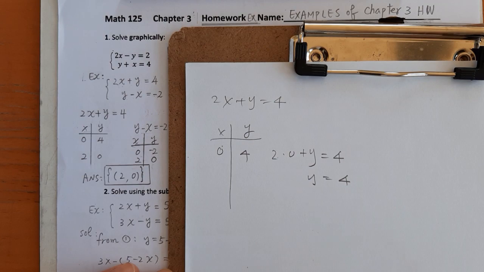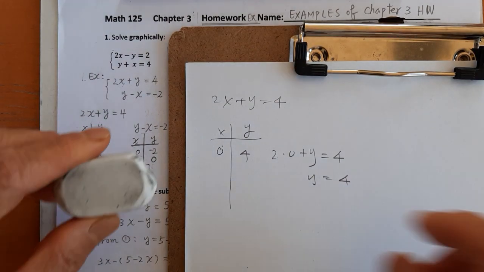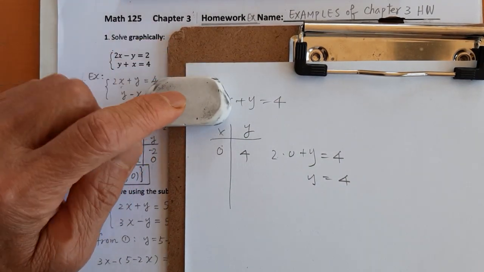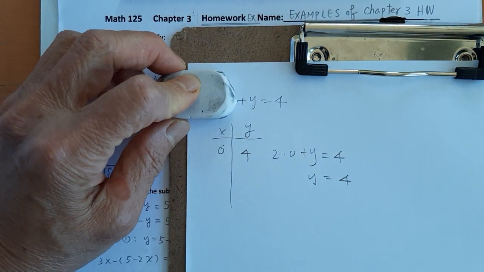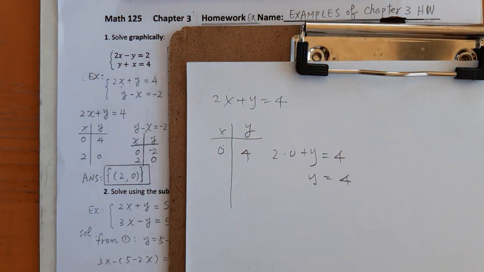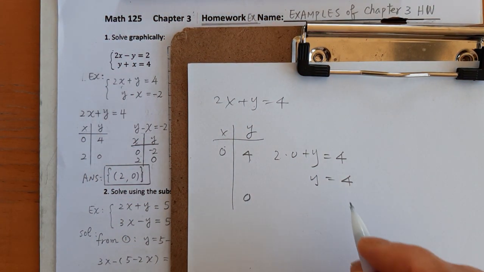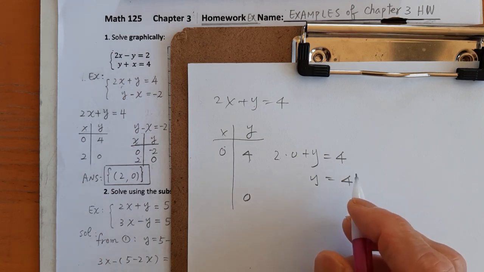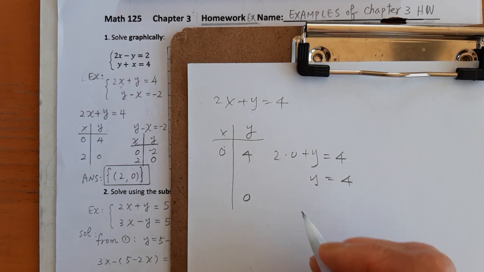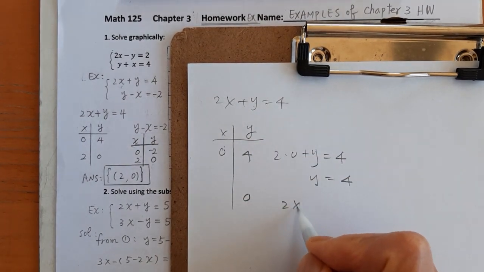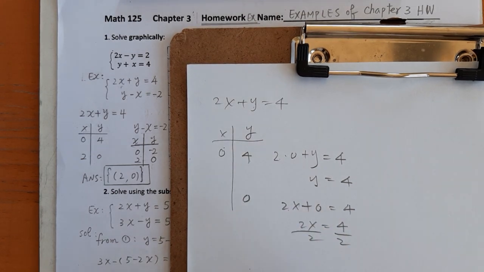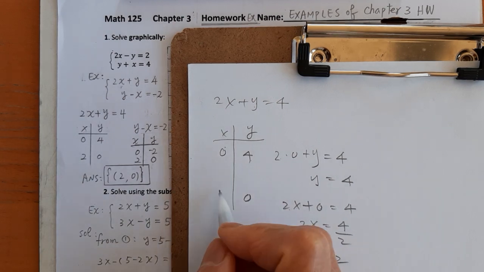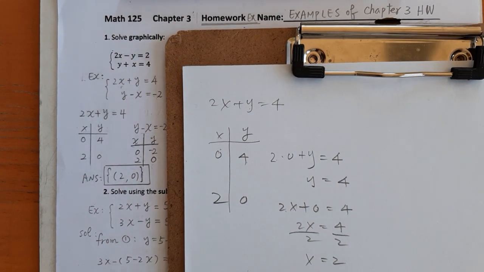The quick way is to cover the 2x term, then you get y equals 4. That's the y-intercept. Then find the x-intercept: you let y equal 0. Plug in y, 2x plus 0 equals 4, so 2x equals 4. Divide by 2 on both sides, so x equals 2. X equals 2 is the x-intercept.